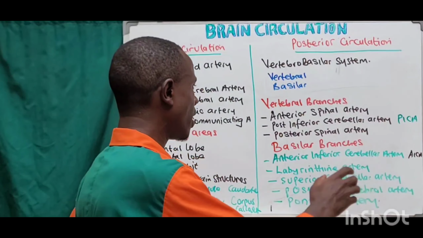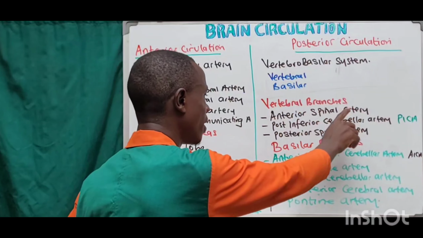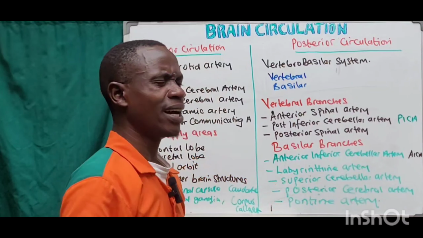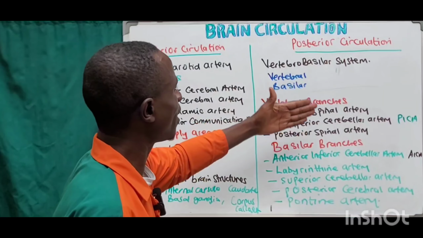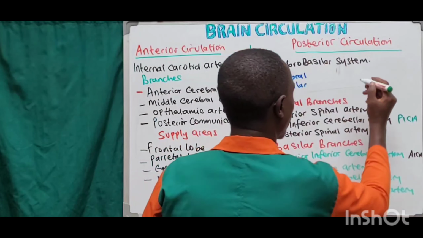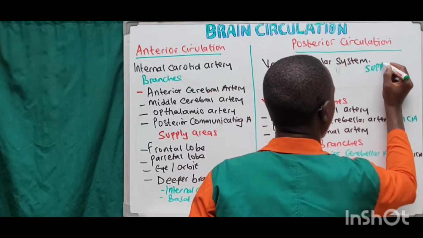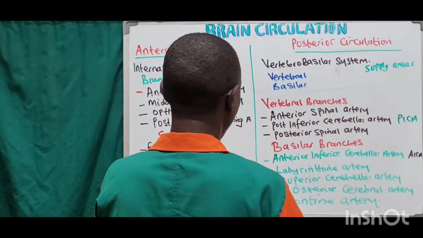Okay. Now that we have seen the different branches of the vertebral branch and the basilar branch, what are the areas of these branches? Where are they going to be supplying exactly? They are going to be supplying the following areas.